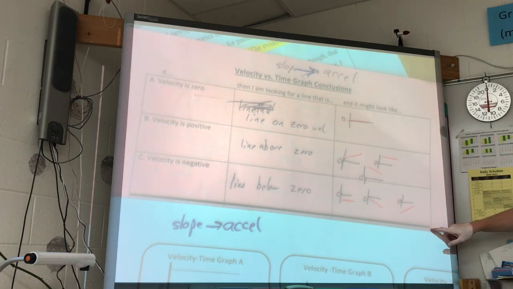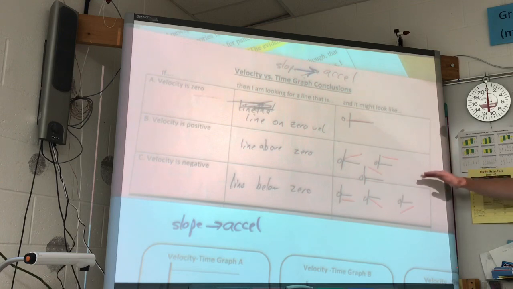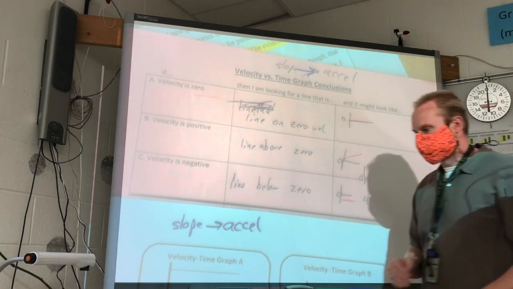Now, for this dark line, one of these three statements is true. In every motion graph, every velocity versus time graph, one of these three, and only one of these three statements is true. And there's another subset of questions, and one of those statements, and only one of those statements can be true.